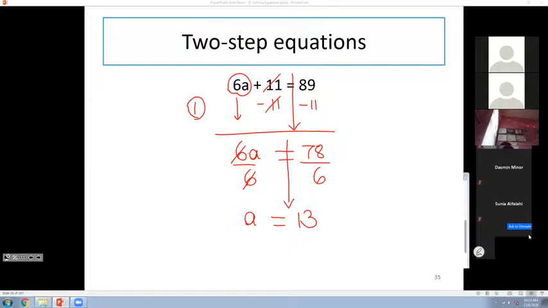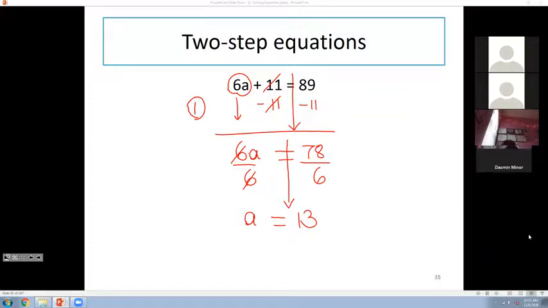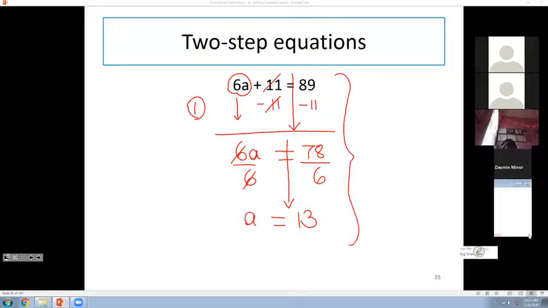Am I correct? Definitely, right? Okay, that's us. So we are done. But how can we check our answer? So this is the question. How can we check it? 6 times A is not unknown anymore, it is known, which is 13, plus 11. If it is equal to 89, that means that our solution for this problem is correct.